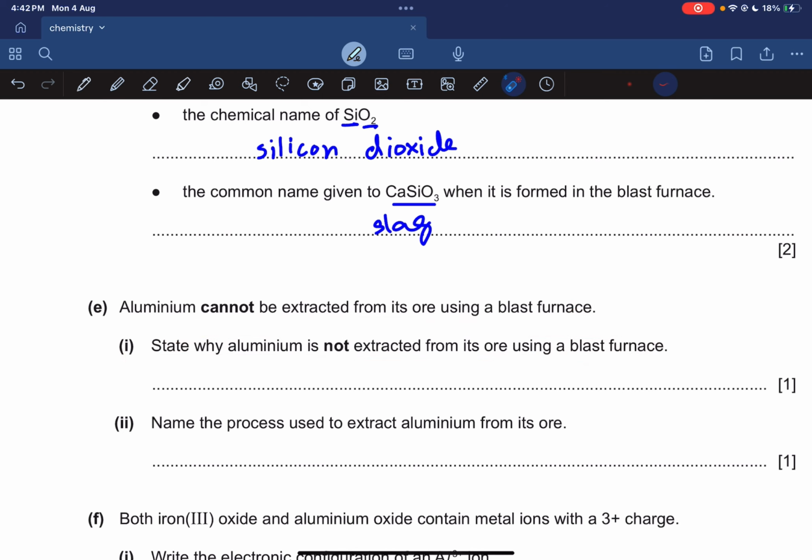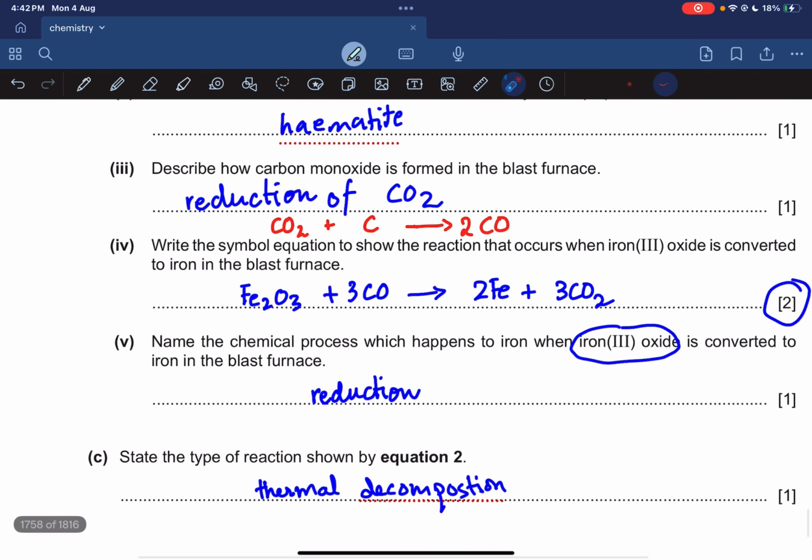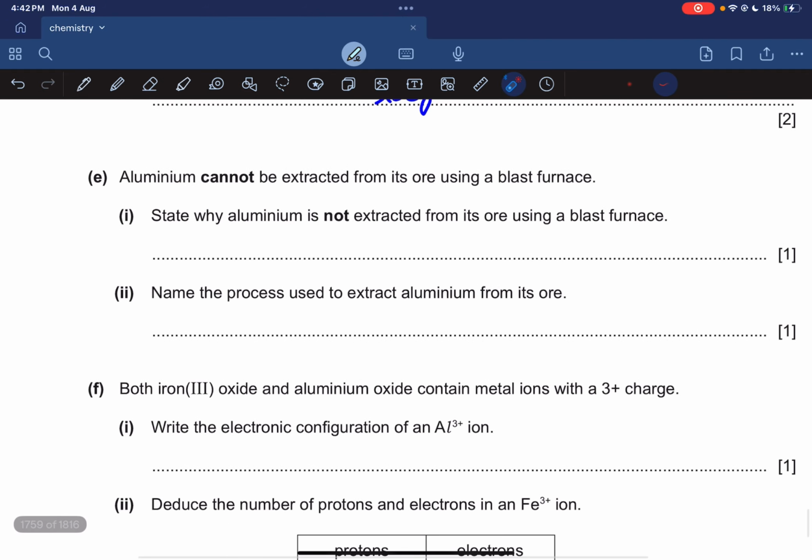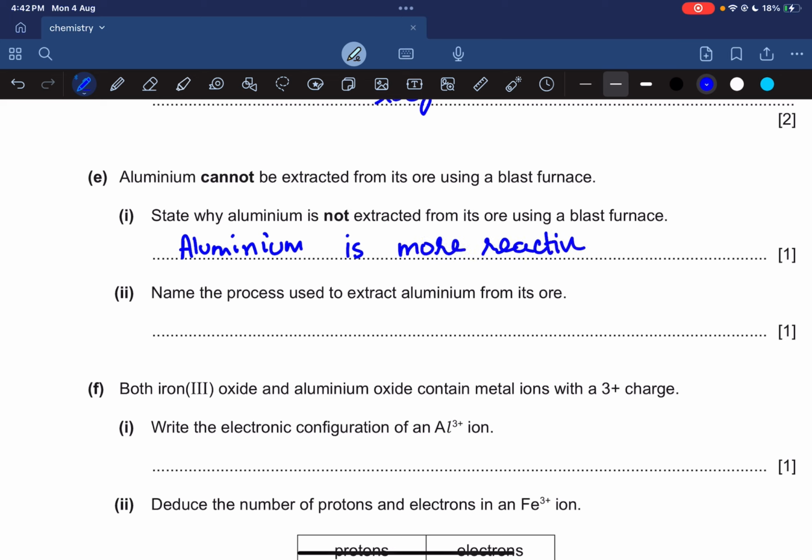Because what we're using in a blast furnace is basically carbon. We're using an oxide of carbon to reduce this thing. But since aluminum is more reactive than carbon, it cannot be used. The reason is simple: aluminum has to be extracted by electrolysis. Aluminum is more reactive than carbon. That's a simple and easy explanation.